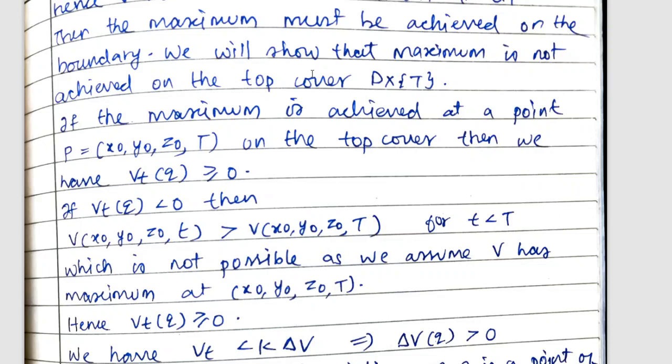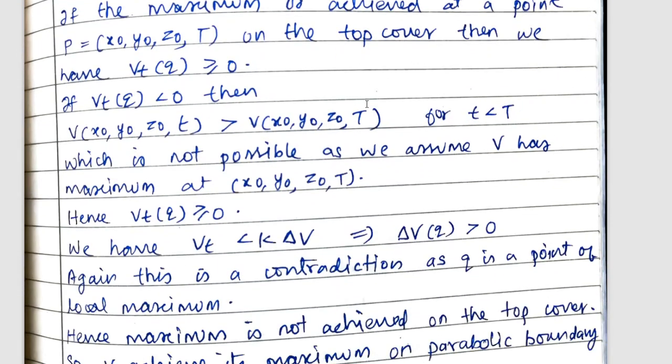It means that we have to exclude the possibility of attaining the maximum on the top cover. The top cover is nothing but D cross singleton set T, that is, the set of all (x, y, z, T). T is fixed. Now we again assume a contradiction: suppose the maximum is achieved at a point (x0, y0, z0, T) on the top cover. So this is a point on the top cover, where t is fixed. If it is attained at that point, then again we have Vt at this point should be greater than or equal to 0.